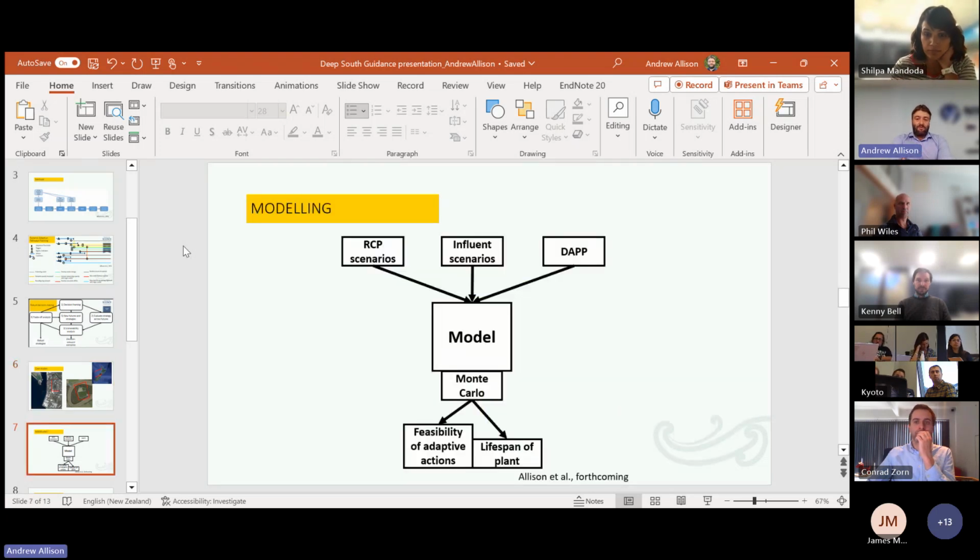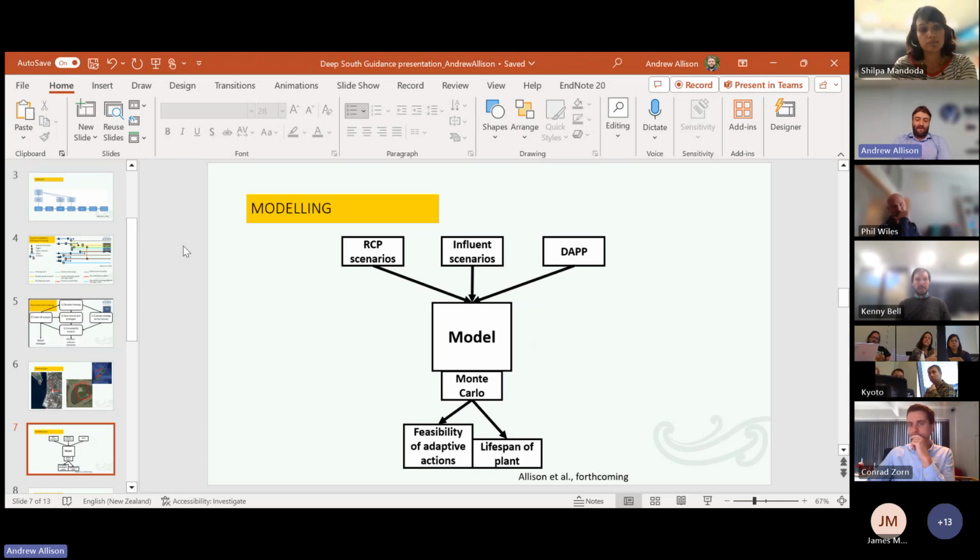And we forced the models. So I developed cellular automata models for each of these sites. Those models are basically spatially explicit, temporally dynamic. So they show space and they run over time. And I forced them with combinations of RCP scenarios, or SSPs for the second one, as they now are, influence scenarios, and manual and automatic implementation of the DAP plans for each plant.